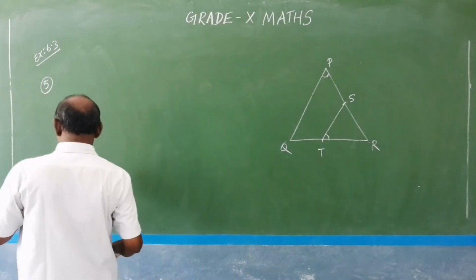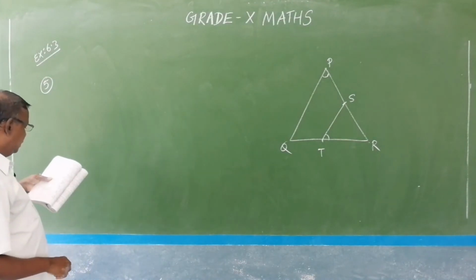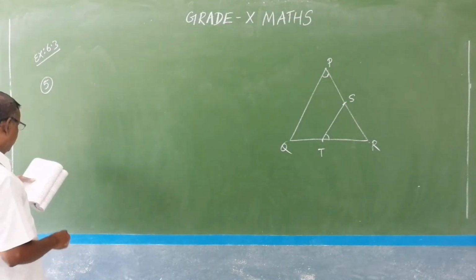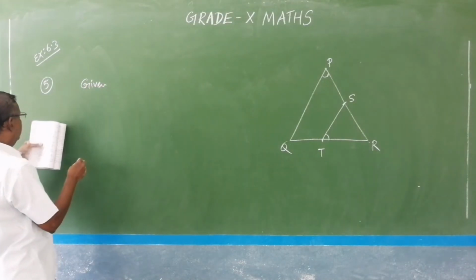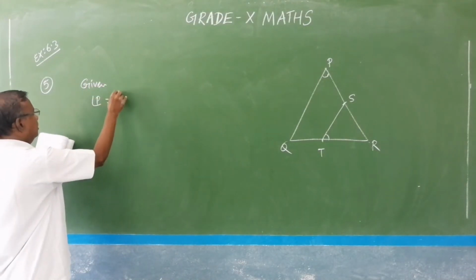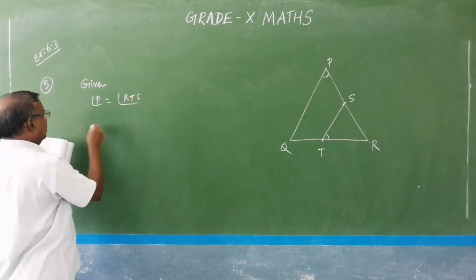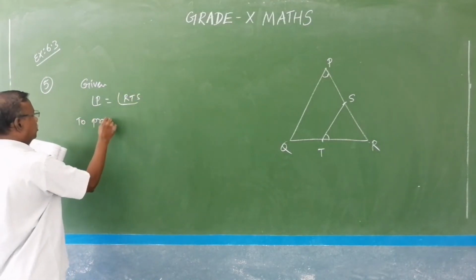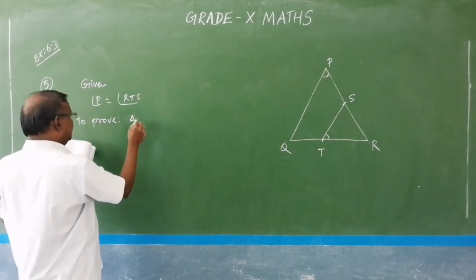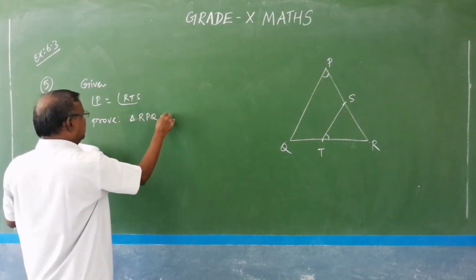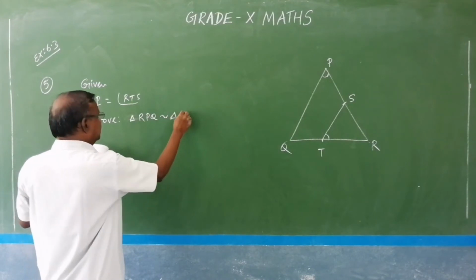We have to prove triangle RPQ similar to triangle RTS. First let us write the given: angle P equal to angle RTS, and to prove: triangle RPQ similar to triangle RTS.